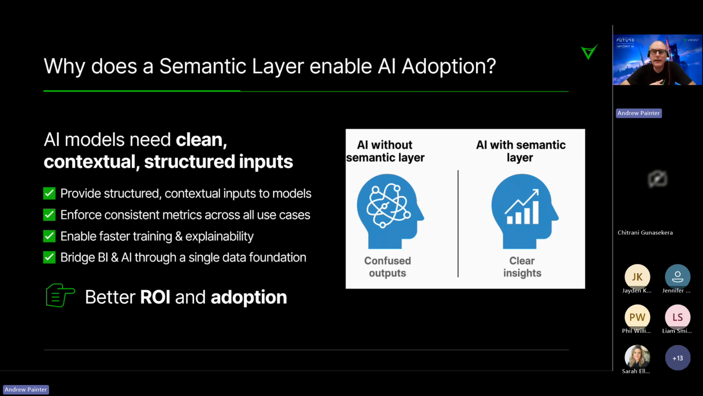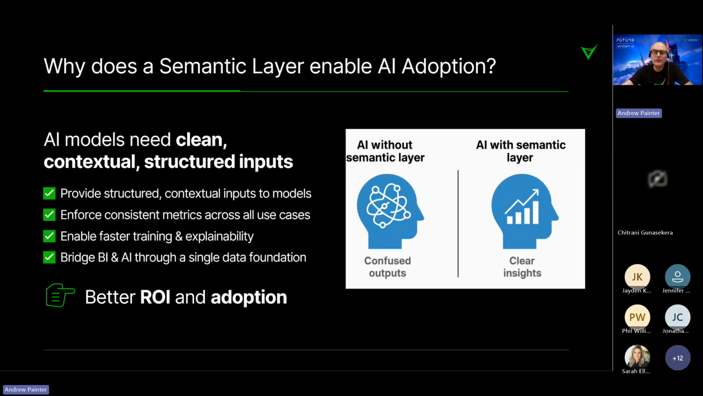So without a semantic layer, your AI models are working, but they're inconsistent, they're noisy, they've got unstructured inputs. So the outputs are probably going to look confusing or misleading. With a semantic layer, we're providing clean, contextual, structured inputs that enforce consistent definitions across all of the AI use cases. So that means faster training, explainability by design, and a unifying foundation that bridges not just your dashboards, but the AI models as well.